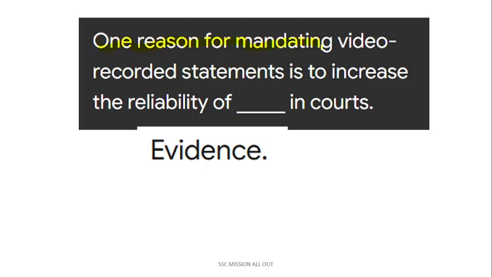One reason for mandating video recorded statements is to increase the reliability of evidence in courts.